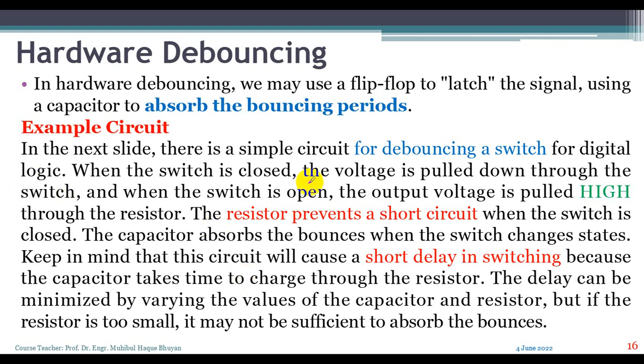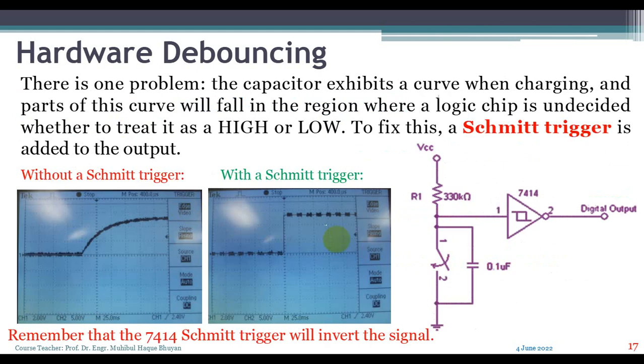In the next slide, there is a simple circuit for debouncing a switch for digital logic. When the switch is closed, the voltage is pulled down through the switch, and when the switch is open, the output voltage is pulled high through the resistor. When the switch is open, this voltage is fed. That means we expect a high value. When the switch is closed, then it is grounded. We expect a low value.